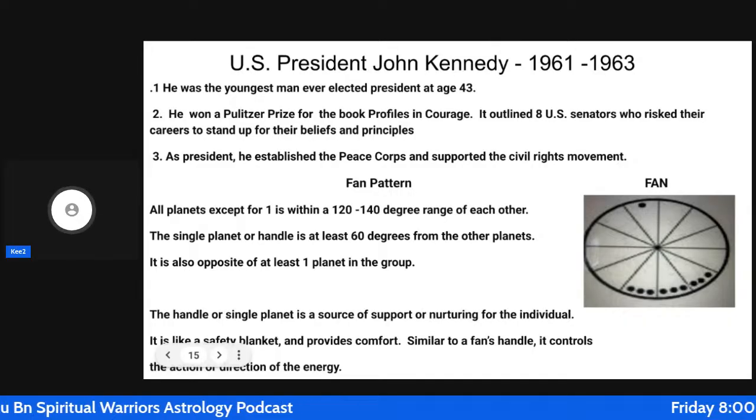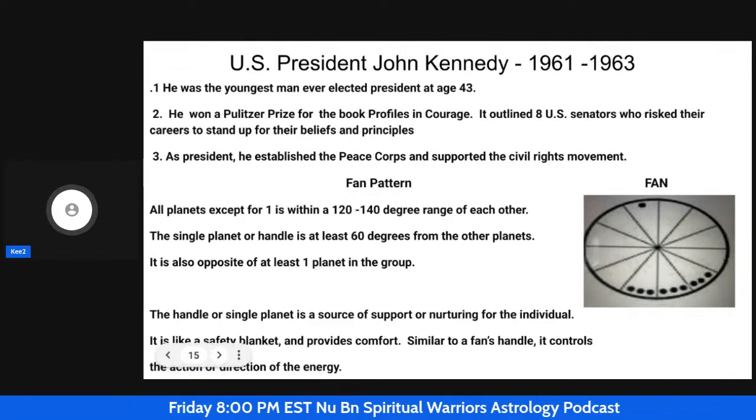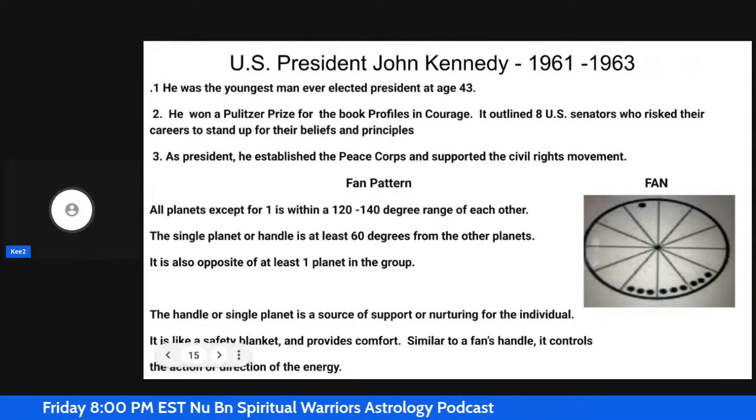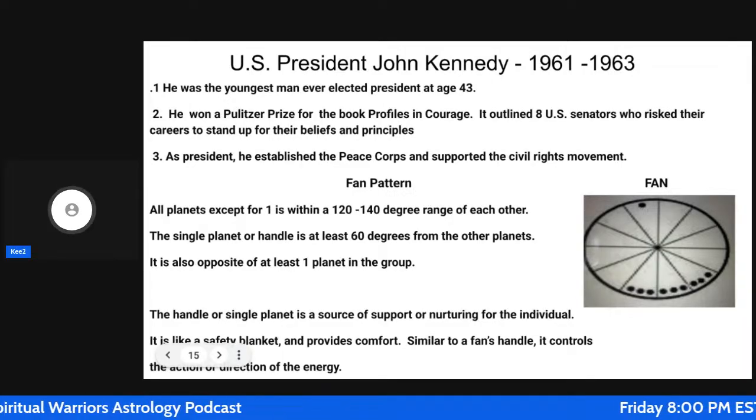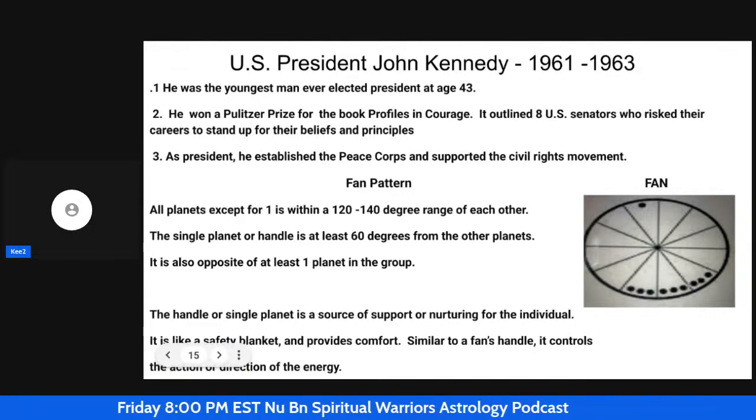The handle or single planet is a source of support or nutrients or nurturing for the individual. It is like a safety blanket and provides comfort. Similar to a fan's handle, it controls the action or direction of the energy. The fan.